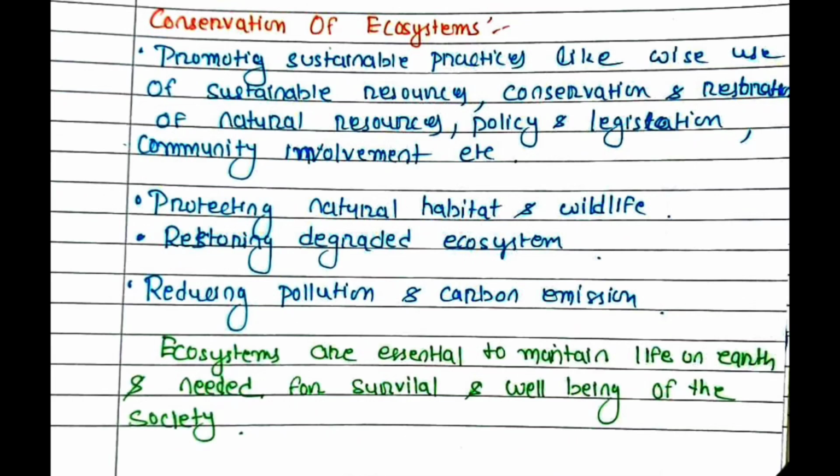Then restoring the degraded ecosystem, there should be restoration of the degraded ecosystem. Reducing pollution, carbon emission, which is responsible for the destruction of ecosystem. So we should first reduce the pollution and carbon emission, which will ultimately help for the conservation of the ecosystem. These ecosystems are very essential to maintain the life on earth, and it is needed for the survival and well-being of the society. So it is the duty of each and every human being on the earth to work towards the protection of the ecosystem.